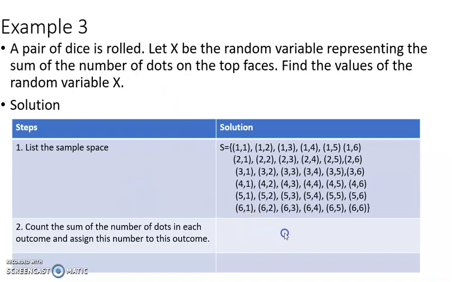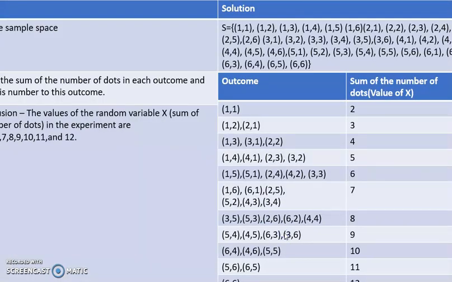So, okay. Here. Outcome, pag parehong 1 ang lumabas, so sum would be 2. If the outcomes are 1, 2 or 2, 1, sum would be 3. If the outcomes are 1, 3, 3, 1, or 2, 2, the sum would be 4, and so on and so forth.